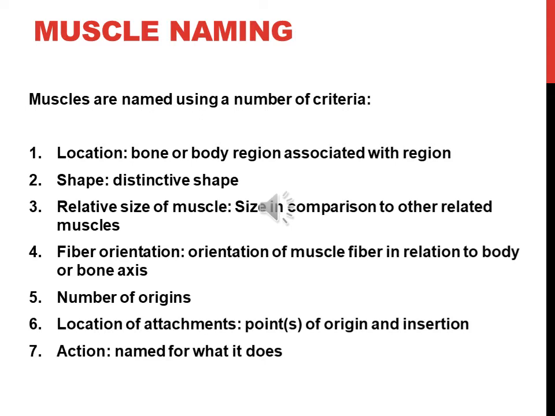That helps. We could have the number of origins. So the heads are attached to different origins for the same muscle. Bi, 2, tri, 3, quad, 4 tells you how many origins that you're going to have. And the location of the attachment or the points of the origin and insertion. Origin is always going to be named first. And then finally, it could be named for what it does or the movement that's produced.